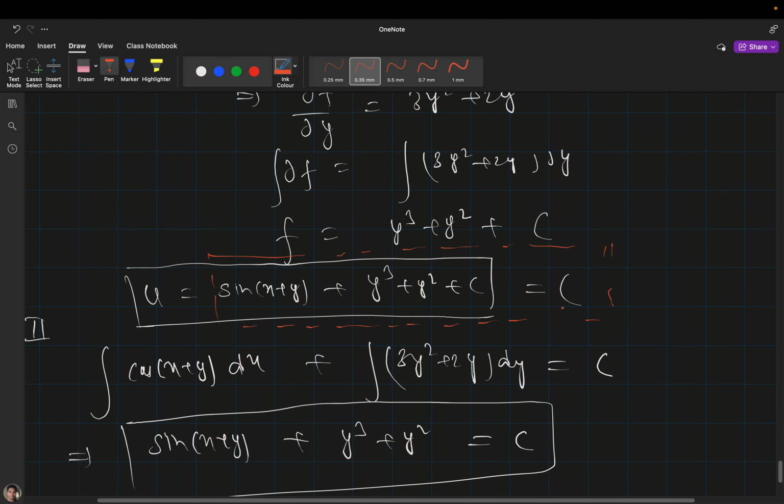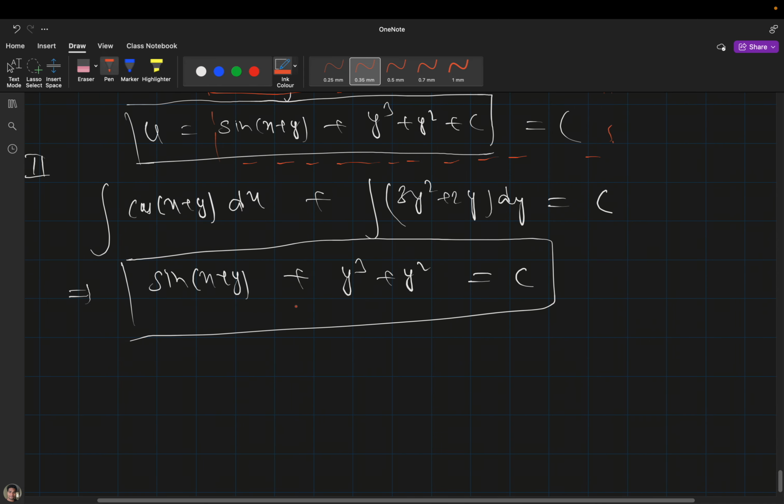And that is equal to what? C. That is constant. The same thing you are getting. This is nothing but u which you are looking for. Fine? When you take the differential by using the chain rule, you will get your differential equation. This is the u which you are looking for. Fine? Any doubt?